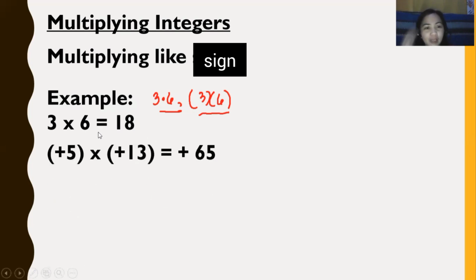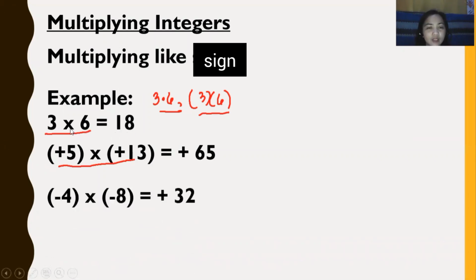Now, we have, again, positive 5 times positive 13. That is positive 65. Although we can write positive 5 kahit wala yung positive symbol, parehas lang sila katulad nito. So, ayan, parehas lang kahit walang symbol, they are still positive. So, we have here like sign, negative 4 times negative 8. The answer is positive 32.